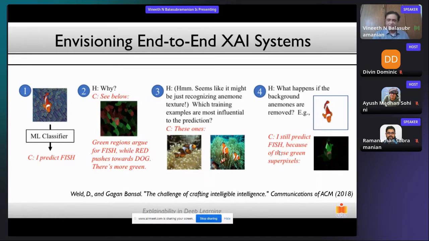Now imagine a similar scenario with a radiologist using machine learning for, say, prediction of COVID from chest x-rays. This is a very plausible scenario, even in that context. Maybe we have a machine learning system that predicts a high risk of COVID in a certain chest x-ray. Maybe the radiologist will say, now remove the left lung. I want to see only the right lung. Do you still predict COVID? You can do all of these interactions to trust your model.